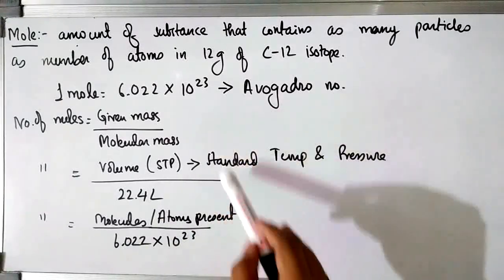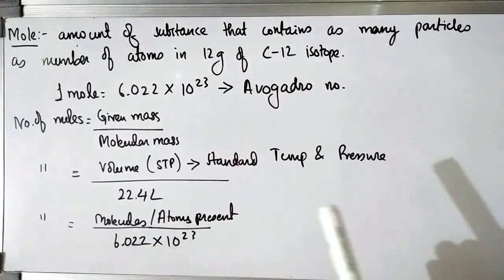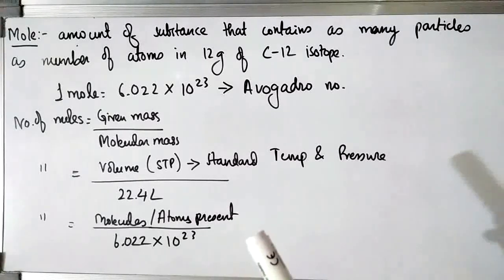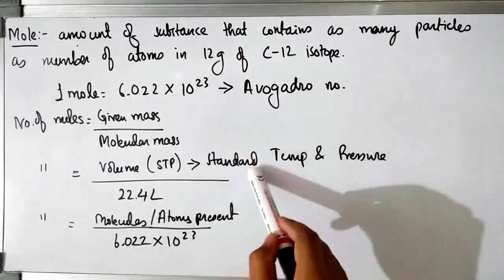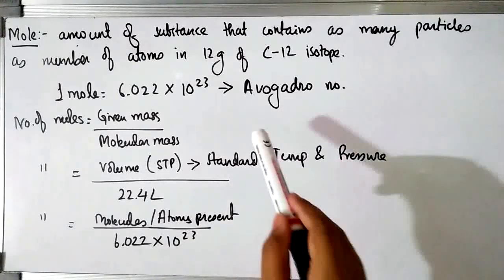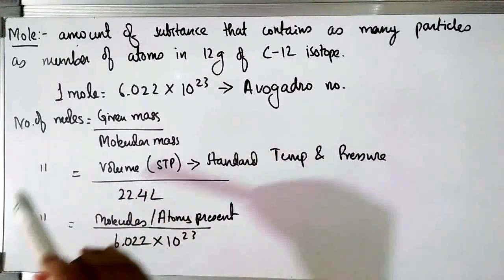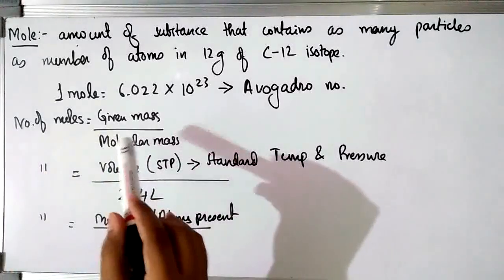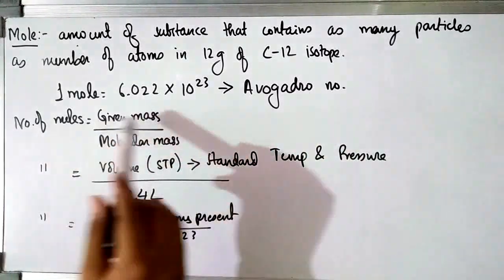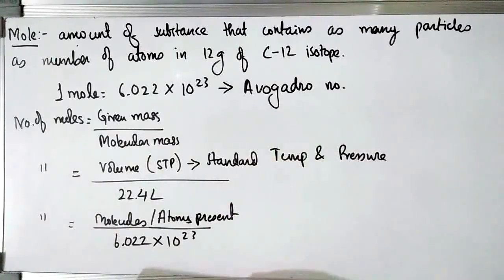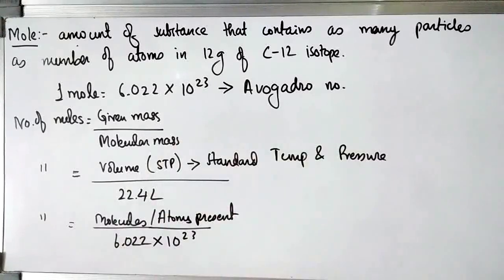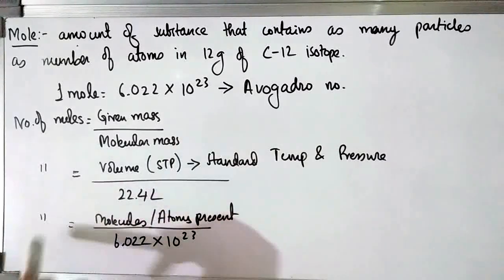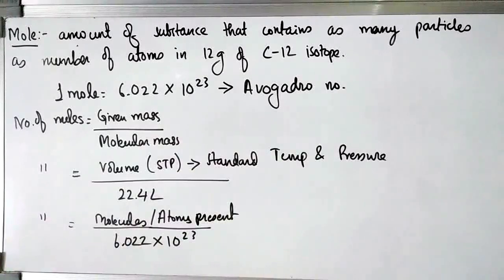Now we have here 3 important formulas which deal with the number of moles, and these form the basics of the whole mole concept. The whole mole concept is based on these 3 formulas, so you have to be very thorough with them. The first one is a very basic one which you know very well: number of moles is equal to given mass upon the molecular mass, in grams. All three of them are formulas for finding the number of moles.